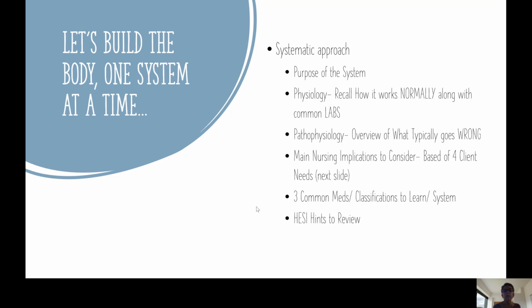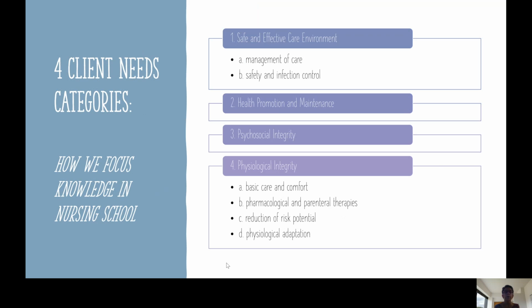We'll talk a little bit about pathophysiology, some main nursing implications to consider, and we're going to use a format of looking at the 4 client needs sections, because that's how our NCLEX exam for licensure is set up. I also encourage you to think about 3 common meds and classifications to learn with each of our systems, and we'll touch upon some HESI hints also.